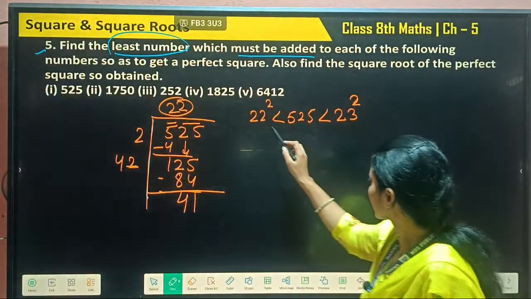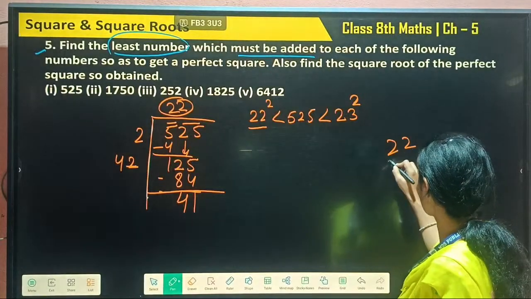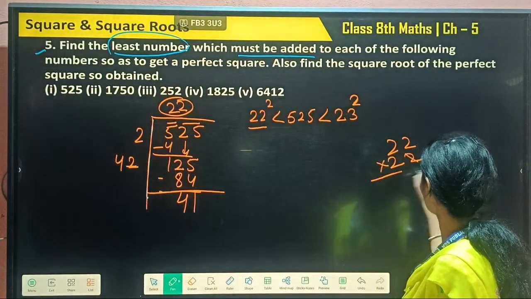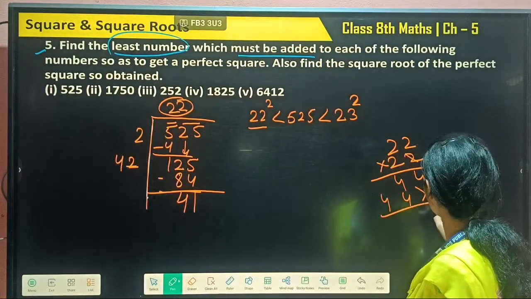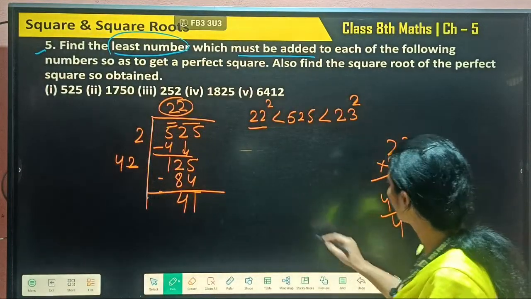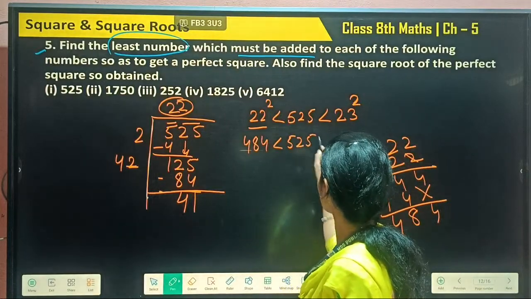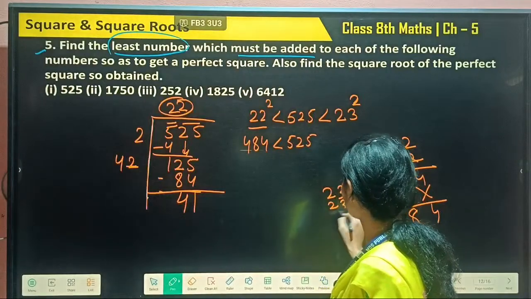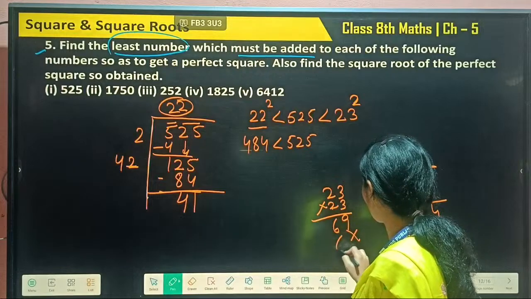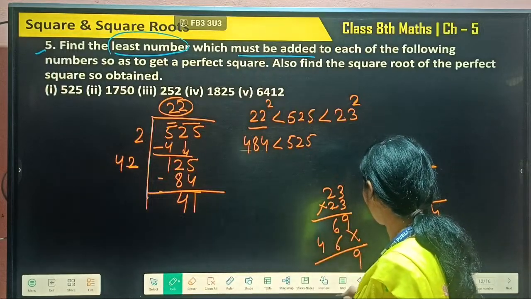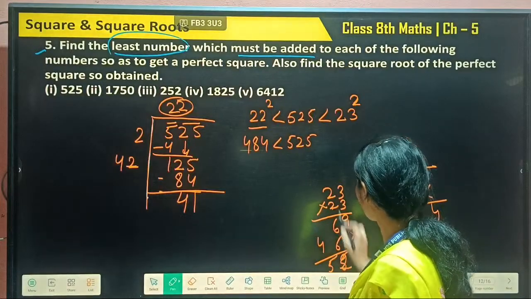First of all, we are not going to check 22 square. Otherwise, we can check: 4, 8, 4, 484, and 525. What is 23 square? 3 3s are 9, 3 2s are 6, 2 3s are 6 and 2 2s are 4. 9, 5, 12 and 5, 529.